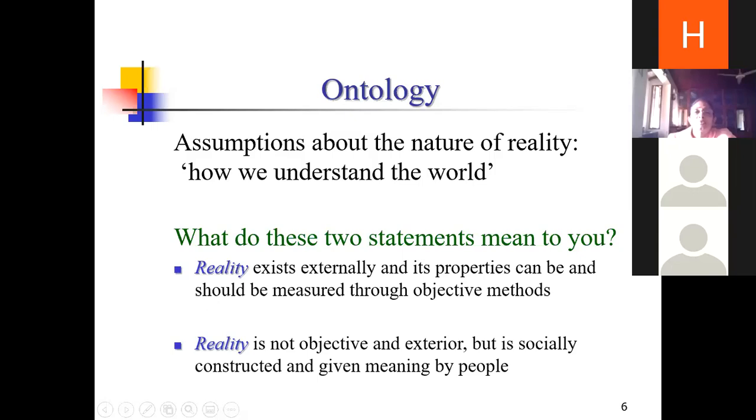Right? So what is ontology? In very simple terms, it is the assumptions about the nature of reality. What kind of ontologies can be there? There can be two types of ontologies. One is external. You think that the reality is external to the context. The other one is where you think the reality is internal to the context. Okay? So this is what you mean by ontology.